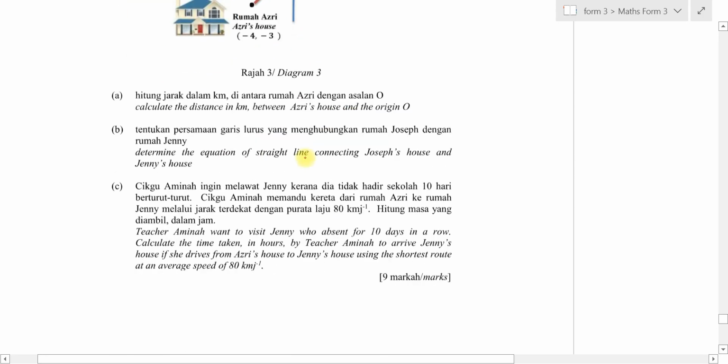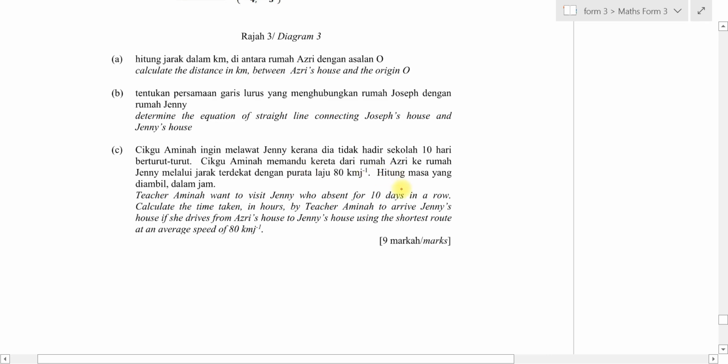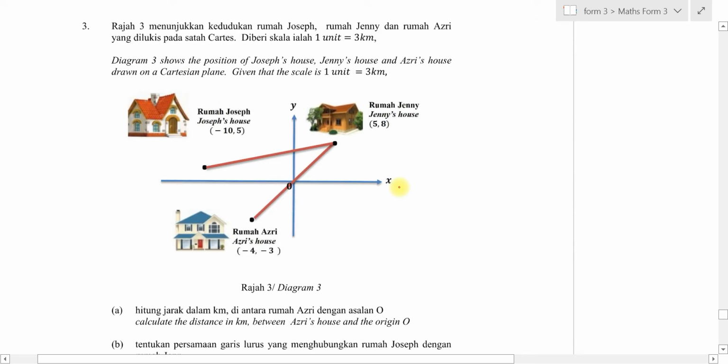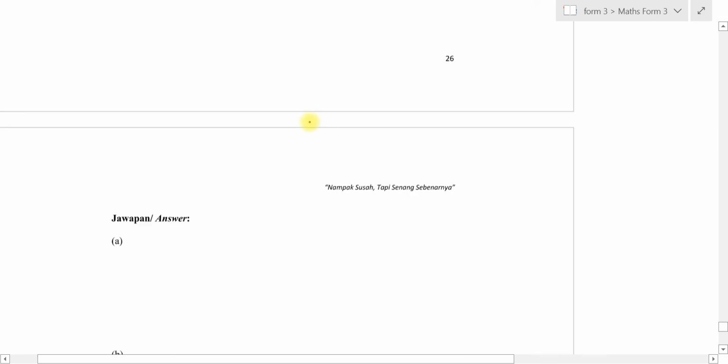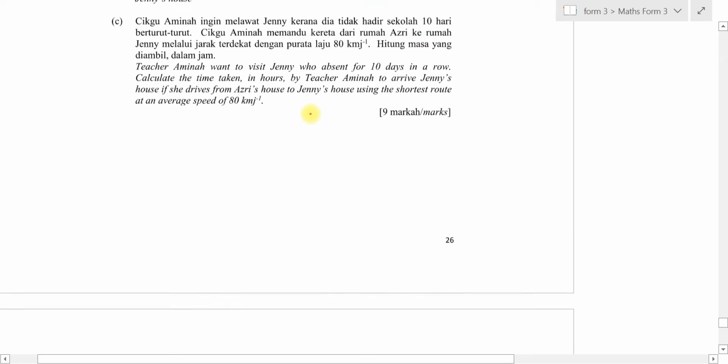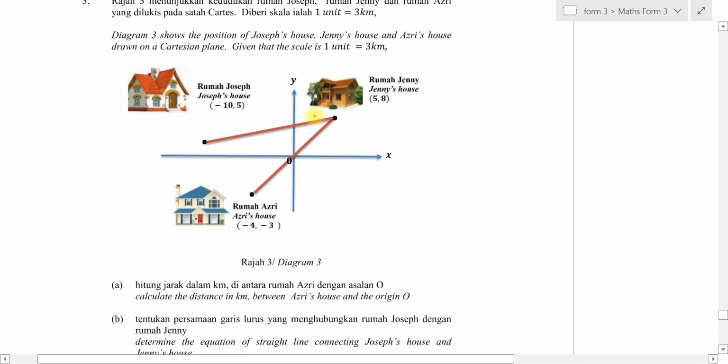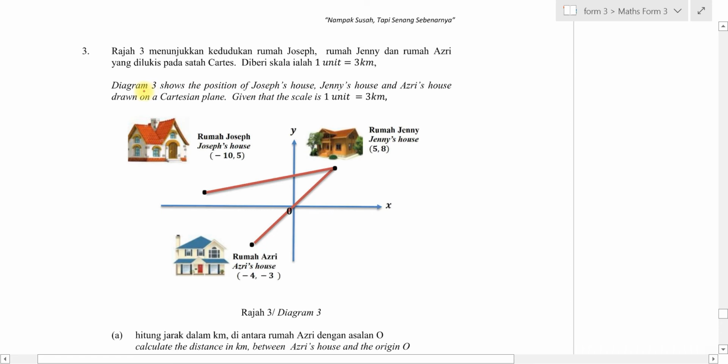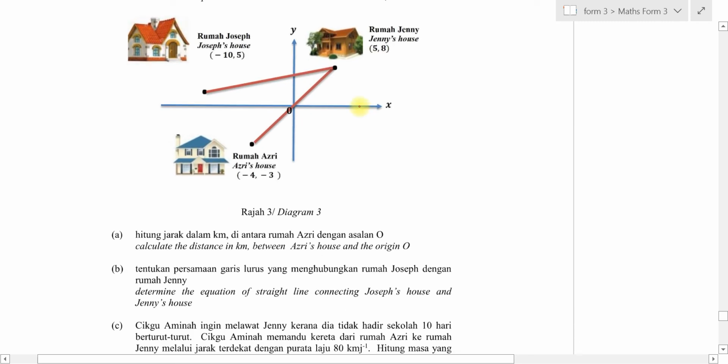Okay. Here the kilometer per hour has come. So we need to understand the question properly first. Okay. Is it the final question? Okay, yeah. Another diagram 3 shows the position of Joseph house, Jenny house, and Azri house on a Cartesian plane. Given that the scale is 1 unit equal to 3 kilometer. Calculate the distance between Azri house and the origin.